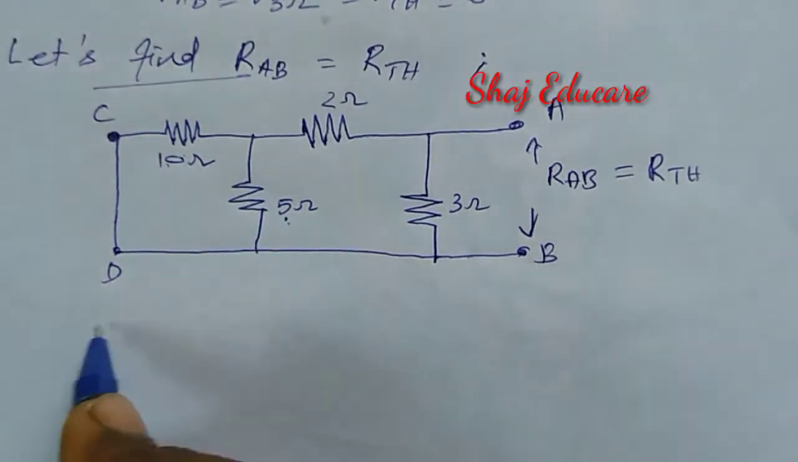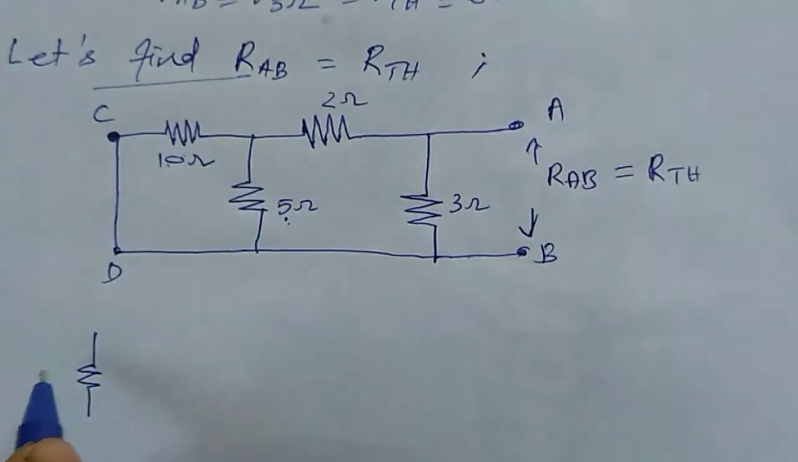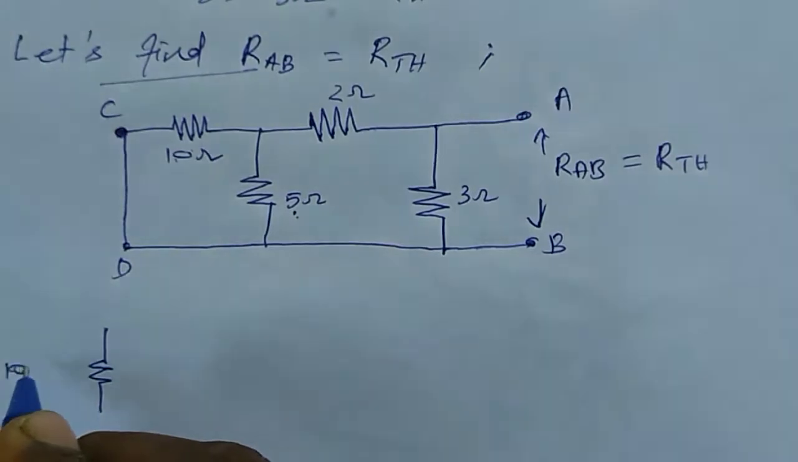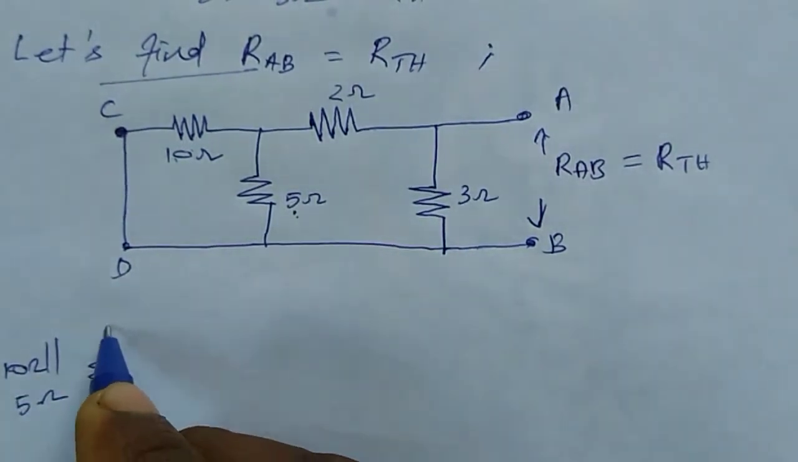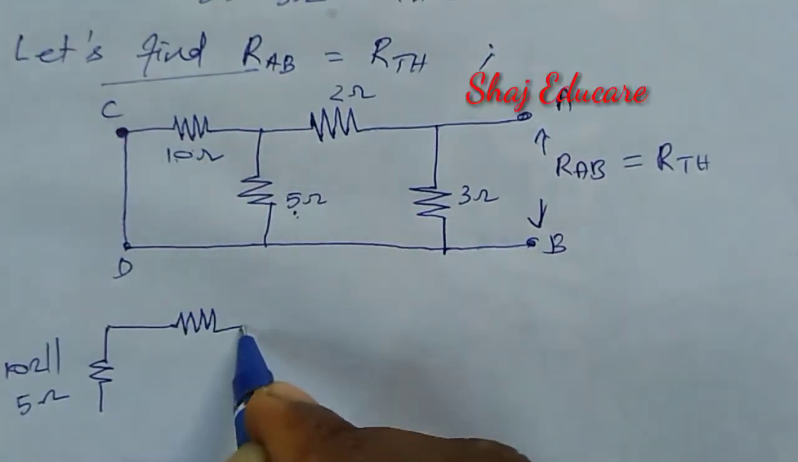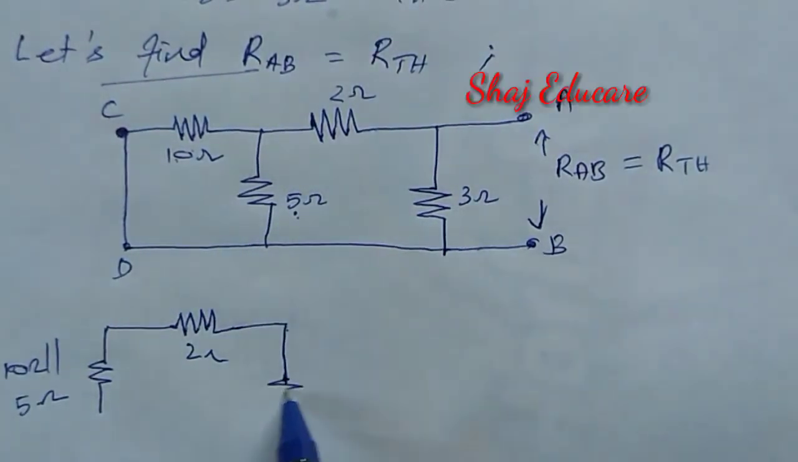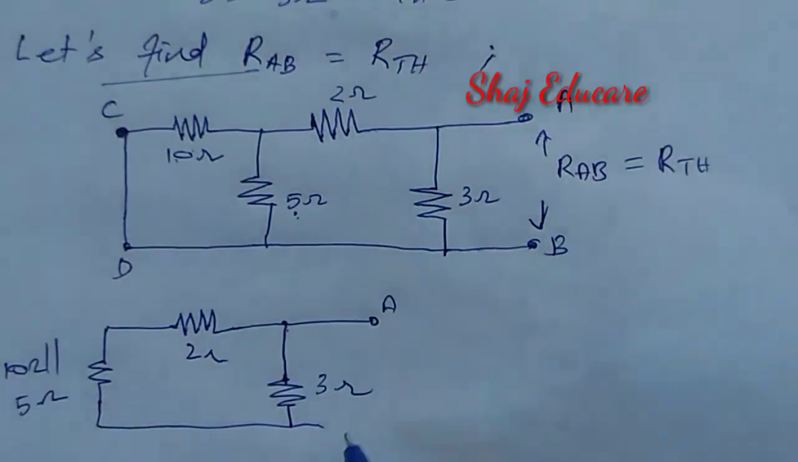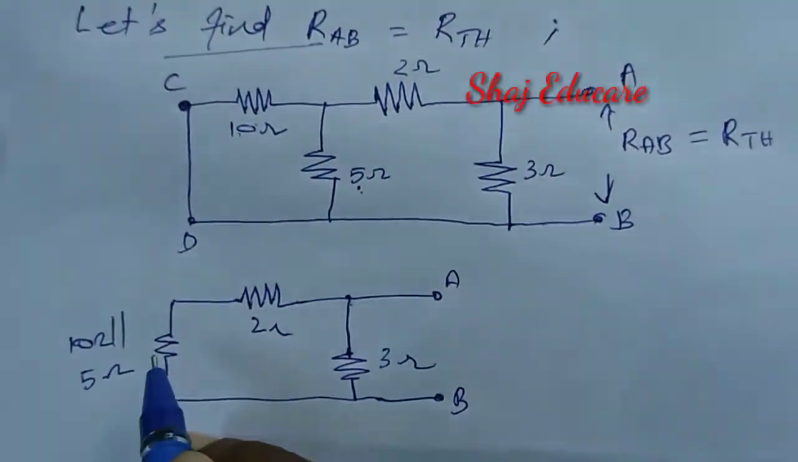So let us redraw the circuit by replacing these two resistances with their equivalent resistance. 10 ohm and 5 ohm are parallel. 10 ohm parallel 5 ohm. Okay, right. Then this 2 ohm resistance, then this 3 ohm resistance, A, B. Okay.